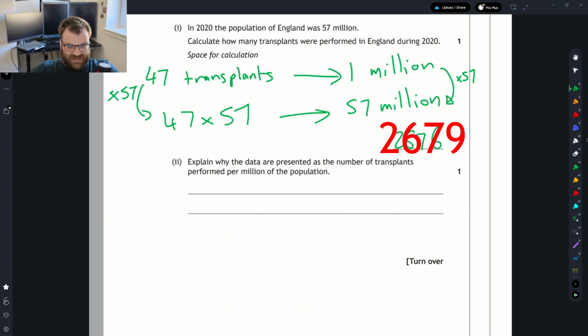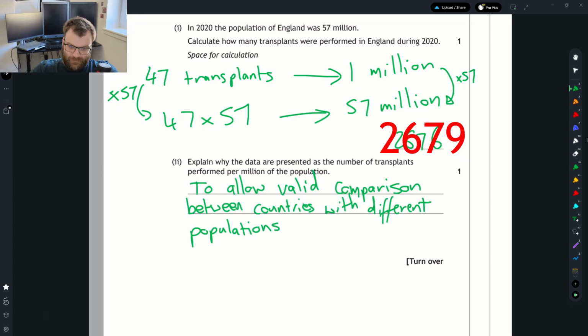Why are they always presented as per million? If there's different sizes of population, this allows a valid comparison between the countries. By virtue of having more people in the population, the numbers are likely to be higher.